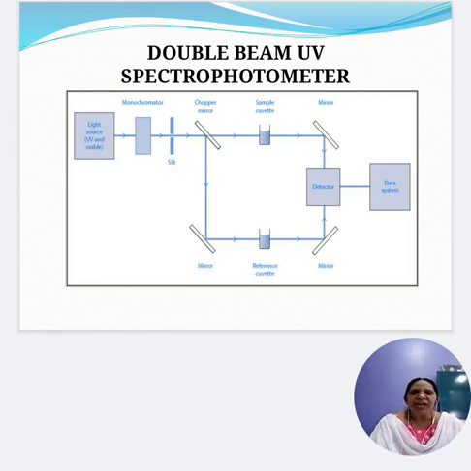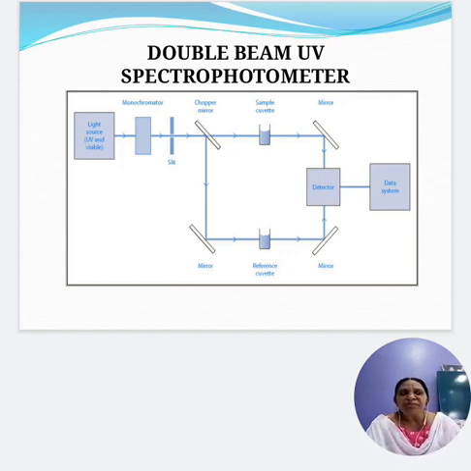After dispersion, the isolated radiation is passed through the cuvette containing the sample. Then the radiation may be either absorbed, scattered or reflected by the sample. This isolated radiation of a particular wavelength, after passing through the sample, is selected by a proper filter.